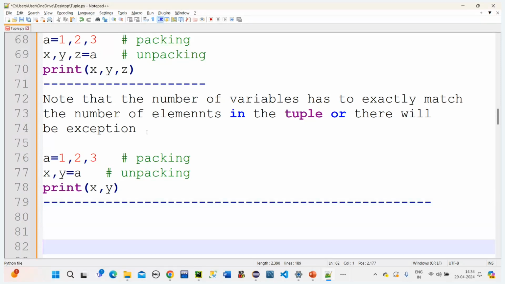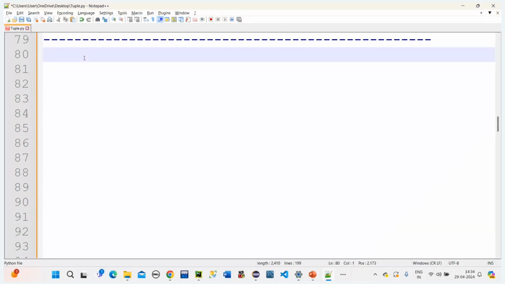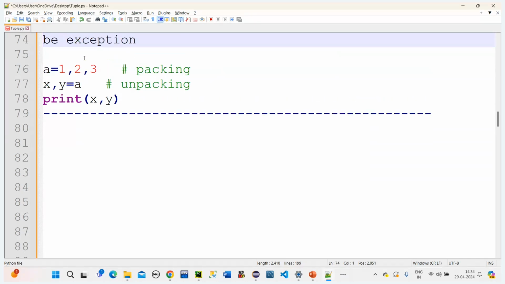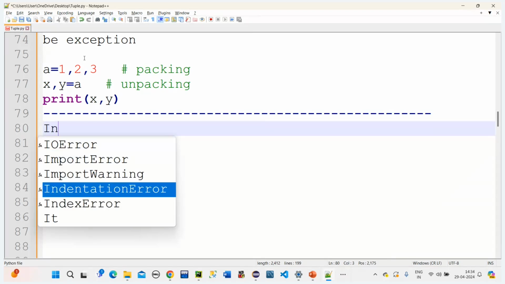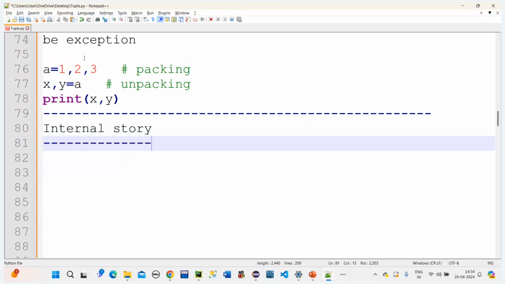Done, guys. So I guess you understood about packing and unpacking. Have you understood? Yes, everyone? Yes, sir. Okay. Now, in the same way, this packing and unpacking is also used in swapping of two variables, internally. So we need to understand what is happening internally. Let's see the internal story of it, how it is happening internally.